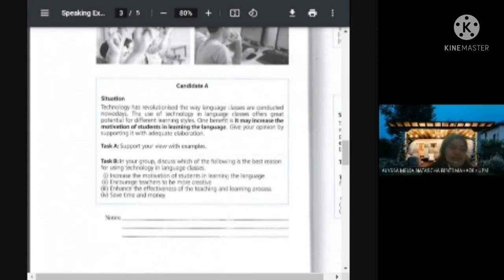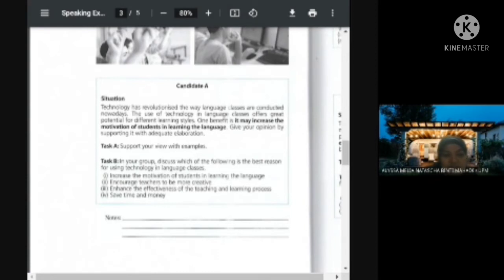Hello, I'm candidate C. So I think the best reason for using technology in language classes is the third point. Like I said before, it can enhance the effectiveness of the teaching and learning process since we're in a really advanced era where we have so many resources and books on the internet and so on.